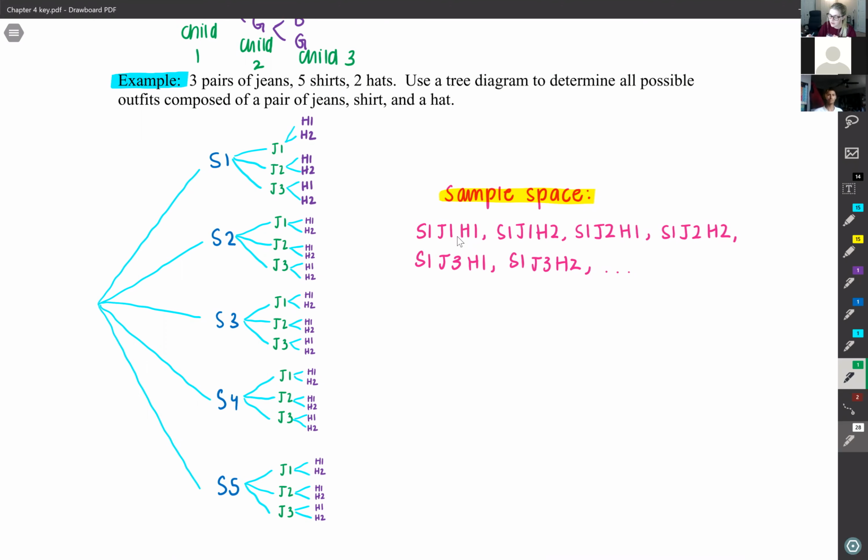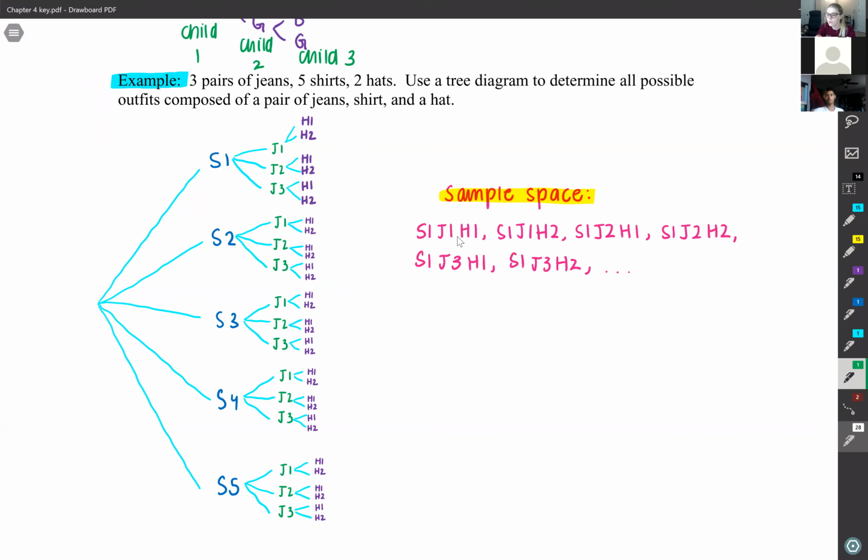Then I had to do that as my next one. And then for each pair of jeans, you can pick one of the 2 hats. My goodness, this is a big tree diagram. I had to write really tiny. So if you want to take a screenshot of this, feel free to, because like I said, I didn't want to take the time to rewrite this whole thing.